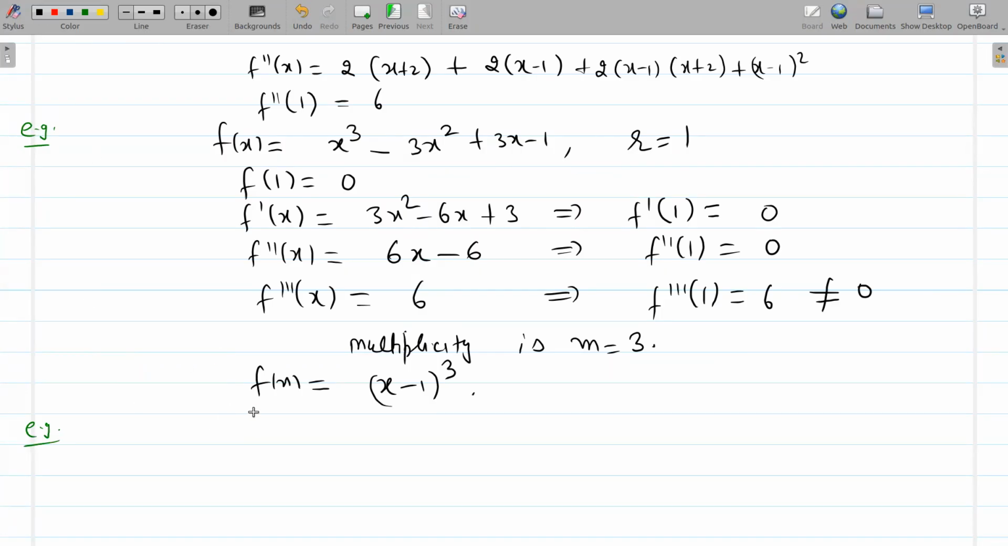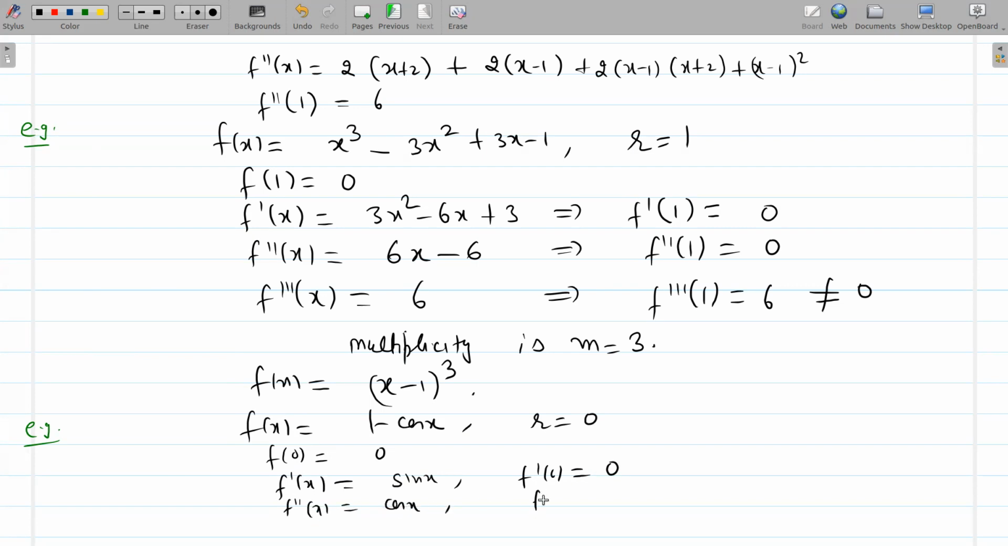So let us take one more example, that is f(x) equal to 1 minus cos x, and the root is 0. You can check f(0) is 1 minus 1, 0. Now write f dash x, which is sin x, and f dash 0 is also 0. Write the second derivative, that is cos x, and if you fit 0, then this is 1, that is non-zero. So the first derivative is 0, the second derivative is non-zero.